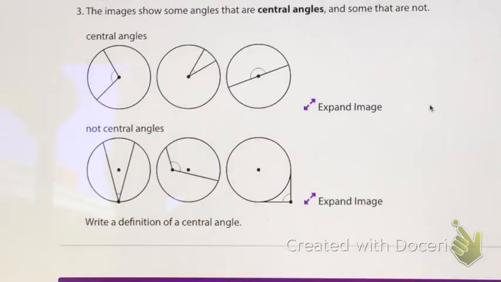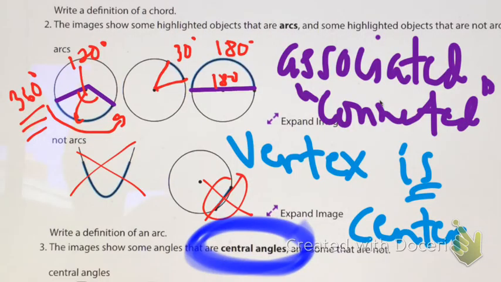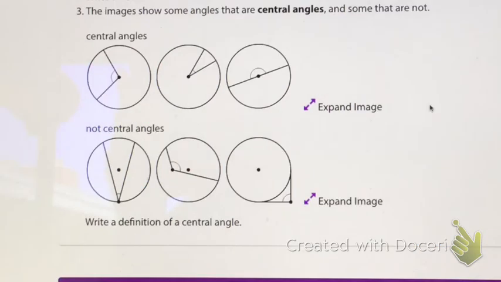And then we move on to the next one. Central angles. Wait a minute, what was I talking about? Oh, sorry. I was talking about central angles. These all go together. So central angles, the vertex is the center of the circle. Arcs, kind of associated together. So let's just wrap up this discussion here. Let's say that's a central angle right there. It goes through the center of the circle. Central arc, central angle.